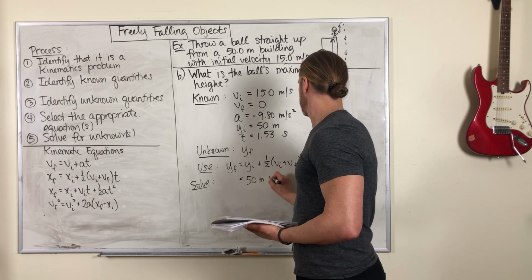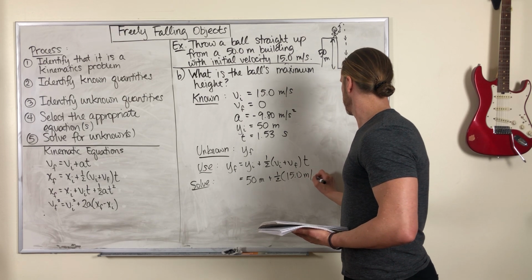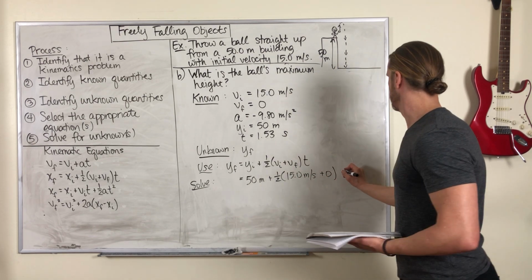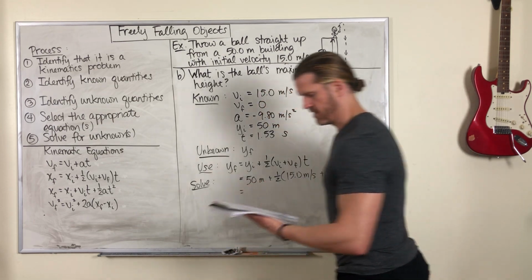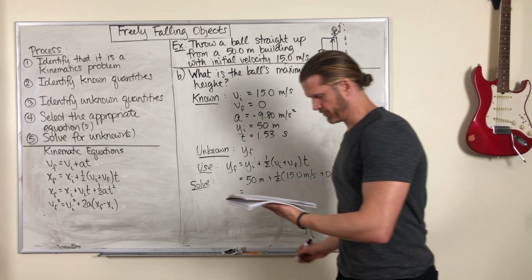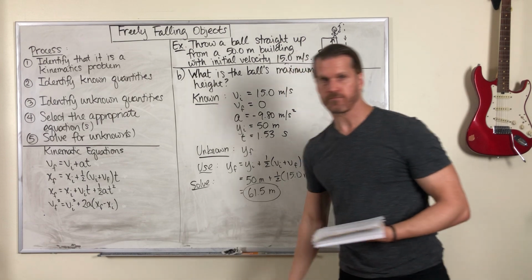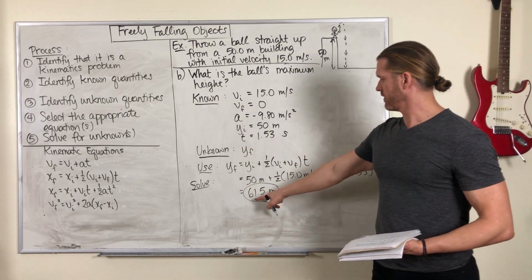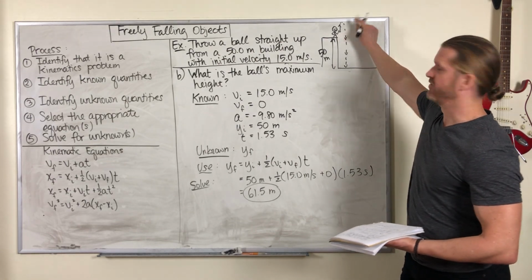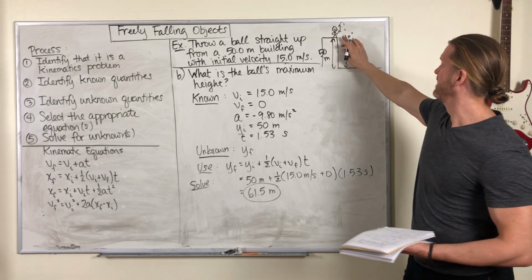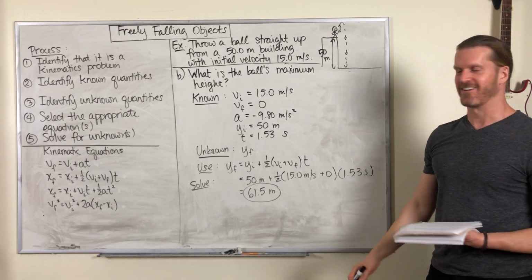50 meters plus 1/2 times 15 meters per second plus 0, times 1.53 seconds, and that gives us a maximum height of 61.5 meters. So the ball goes 11.5 meters higher than it started from. I didn't draw this picture to scale because I ran out of room, but it goes up 11 meters before it turns around and starts falling down.